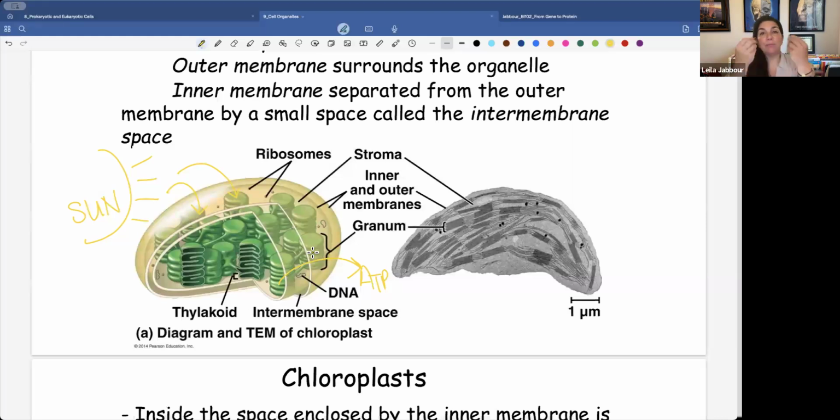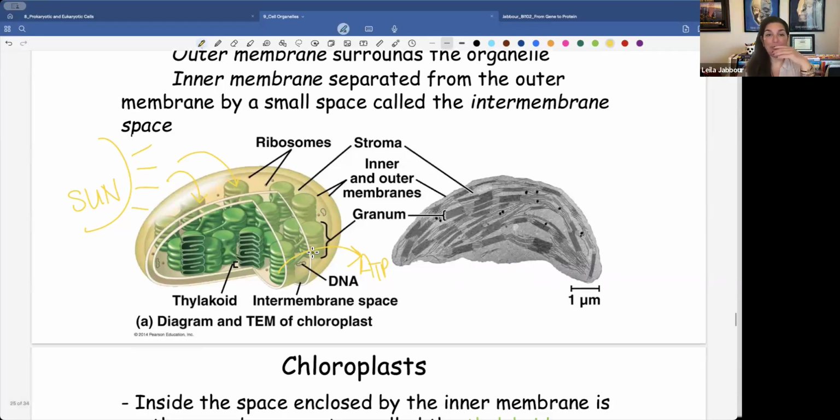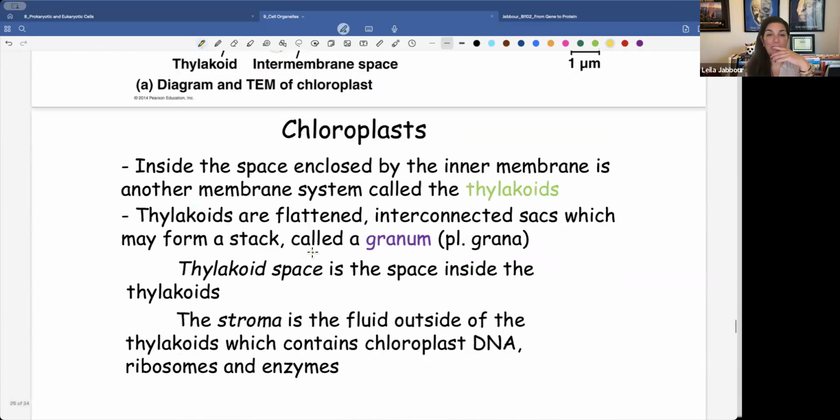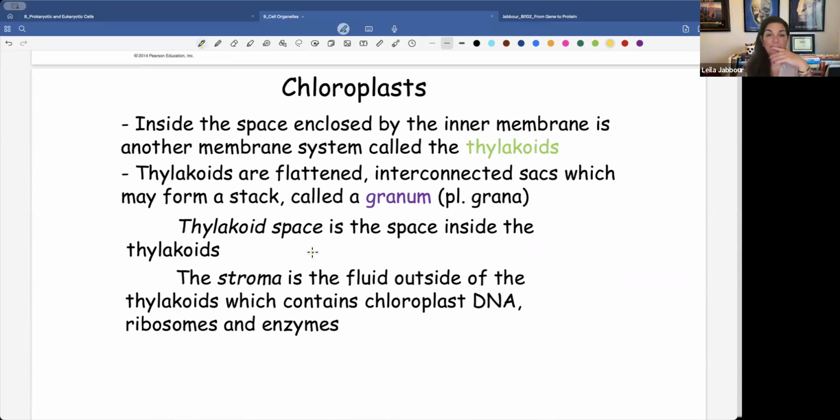And this is where the magic happens, where the energy from the sun is going to be transformed into a molecule of glucose. Can you imagine? Just from the energy of the sun, you can create a glucose molecule, which is very important for the plants. It's the source of energy for the plants. Okay, so that's happening at the thylakoids.